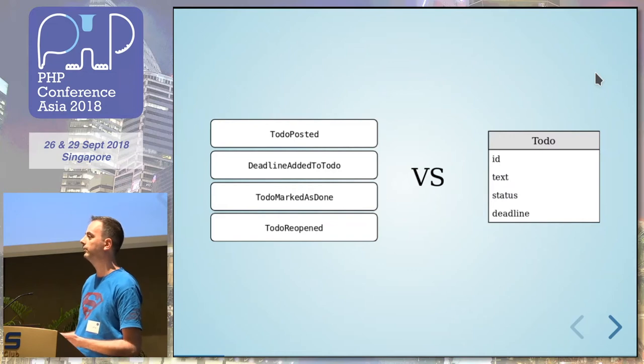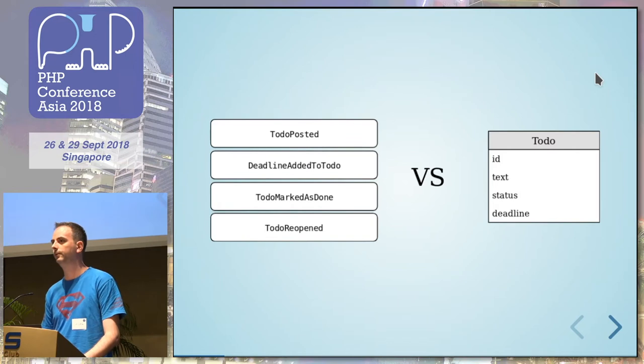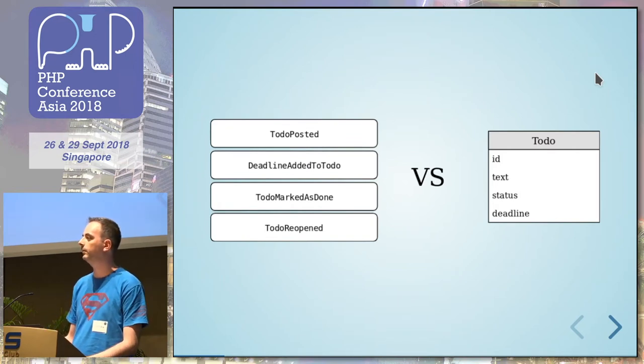relational way of doing this, for example, in an SQL table. And the main difference here is, in an SQL table, you would probably update the status column and set it to done or back to open once you have some state changes. And with event sourcing, you keep your event log.